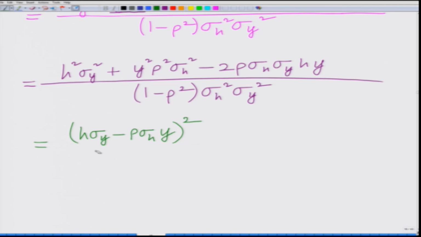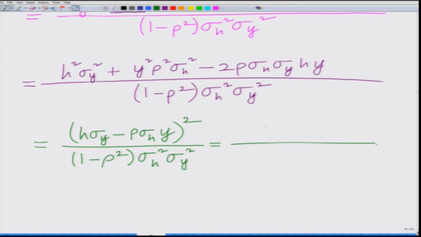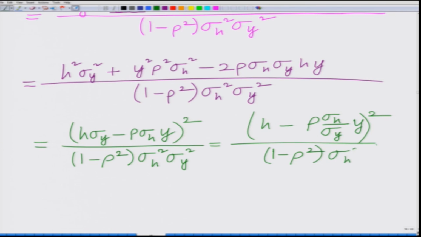Okay. So, this is nothing but h minus rho sigma h by sigma y times y, whole square, and once we have that, the rest is very simple. This is 1 minus rho square sigma h square sigma y square, and now take sigma y square common from the numerator and denominator. What I am going to have is h minus rho sigma h by sigma y into y whole square divided by 1 minus rho square sigma h square, because sigma y square cancels from the numerator and denominator. So, this is basically your quantity in the exponent.